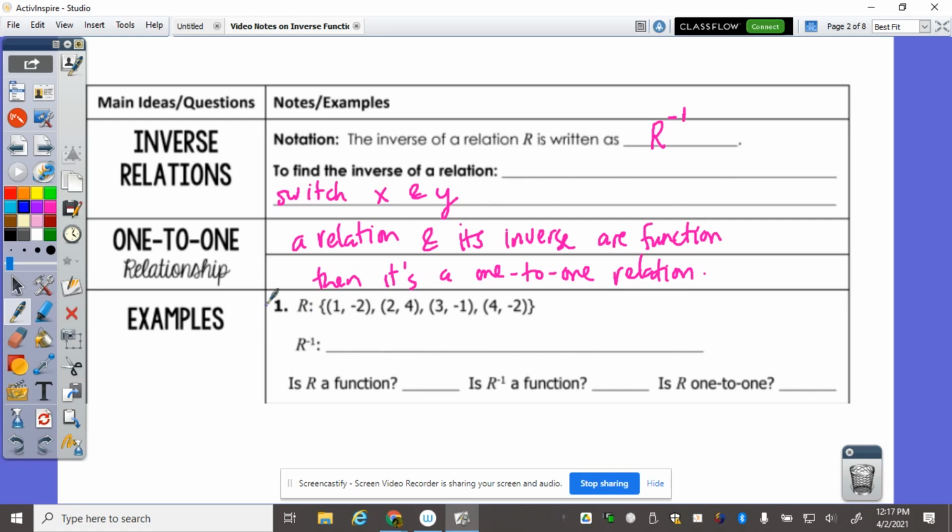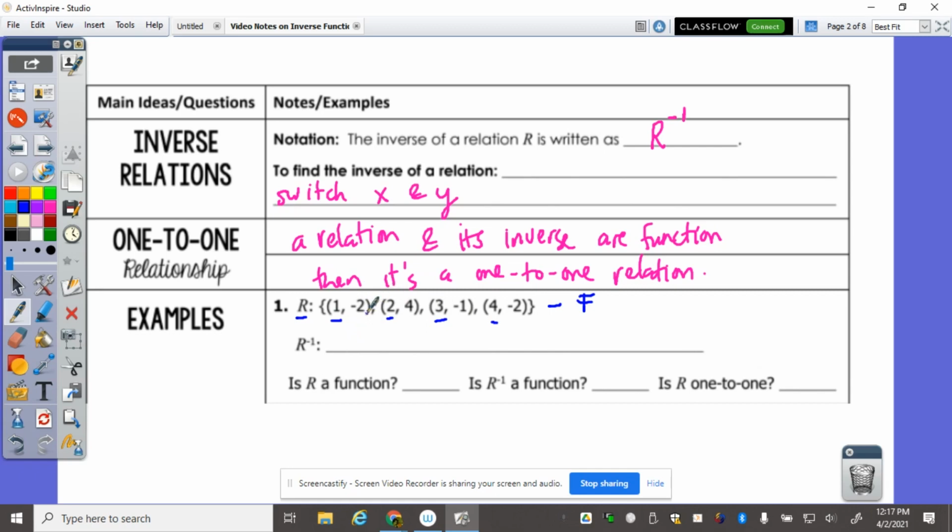For example, let me give you an example here. A relation R: (1, -2), (2, 4), (3, -1), (4, -2). Is this a function? The answer is yes, because if you remember, none of the x here repeats. The x's in the domain are 1, 2, 3, 4. None of them repeated, so it's a function.